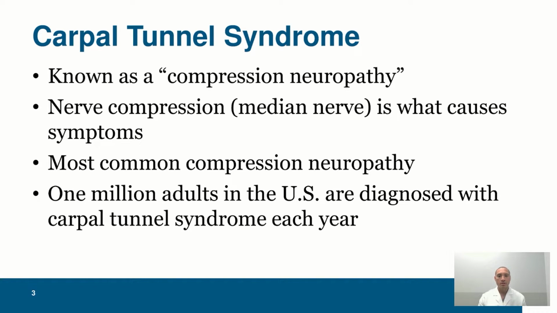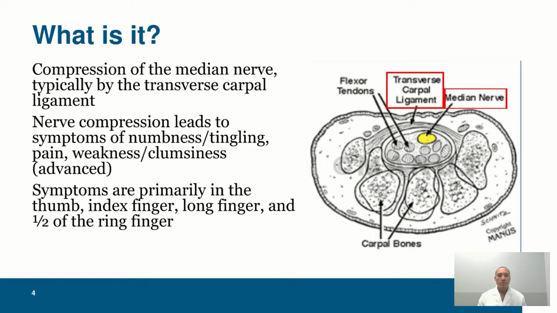What occurs is compression of the median nerve at the wrist level. And we'll show a subsequent picture with this in a slide. This is the most common compression neuropathy. And so what we see here is a schematic of the wrist. This is a cross section of the wrist. The structure in yellow is the median nerve, and the tissue overlying that structure is the transverse carpal ligament.